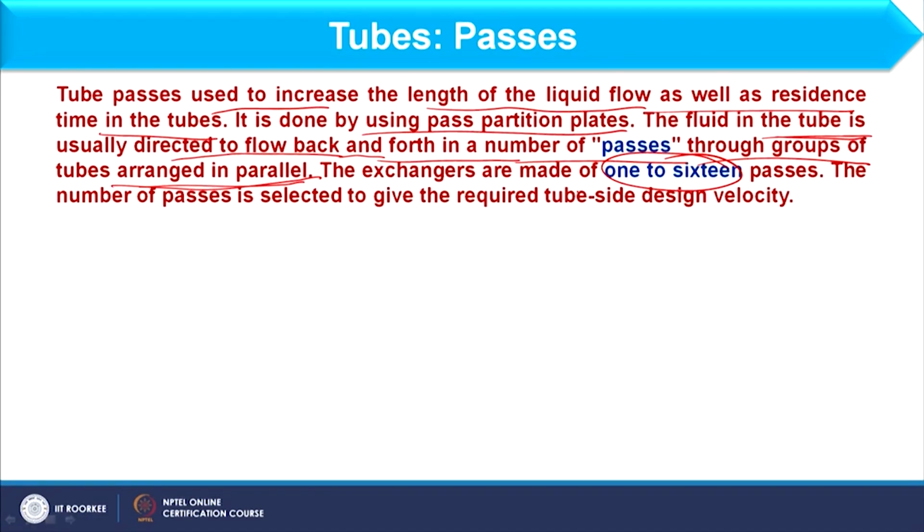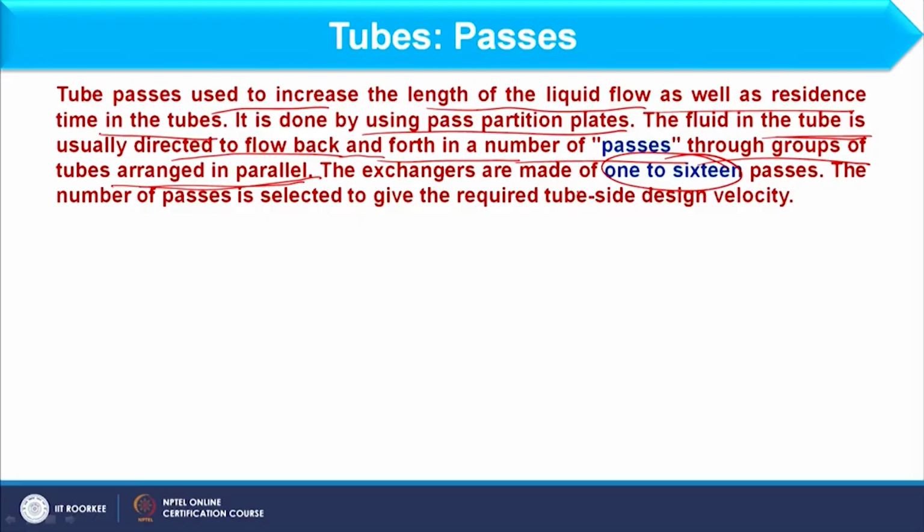Now, what I am doing basically? I am putting fluid to a smaller number of tubes. It means I am increasing the velocity. Okay. So, if I have to increase the tube side design velocity, I should increase the number of passes. Fine. So, as I have already discussed, passes are up to 16 in number, and we can see some examples of these passes.